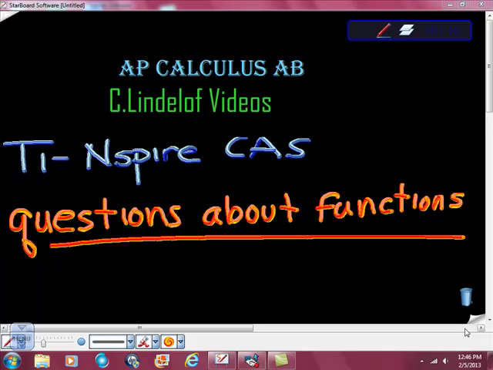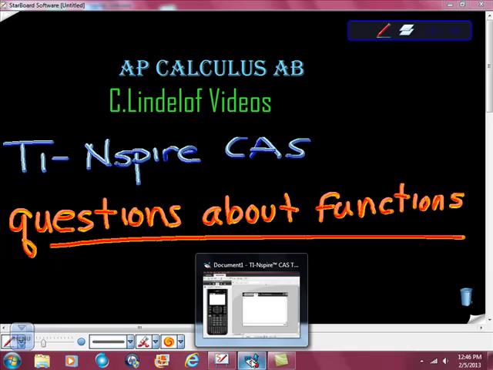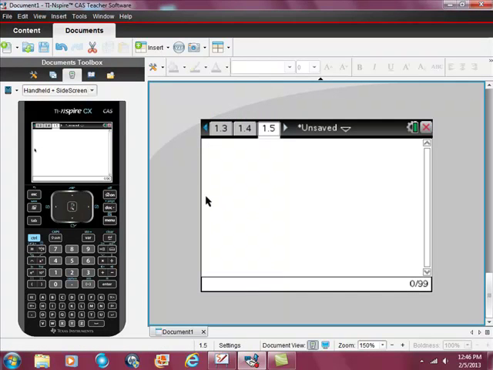Okay, AP Calculus AB, TI Nspire CAS. How to use your CAS to answer specific questions about a function. This is going to be really, really helpful because a lot of the test is actually simple algebra. So let's go to our calculator here.